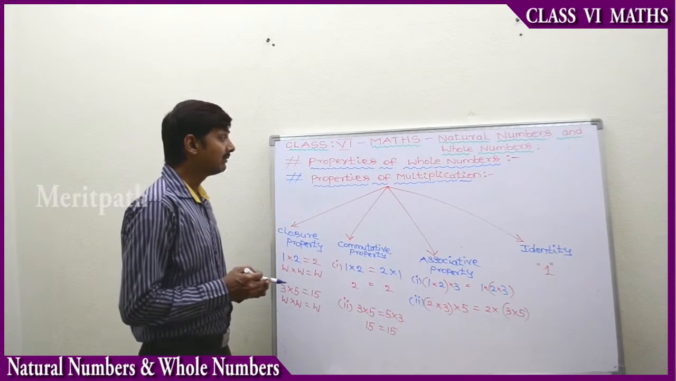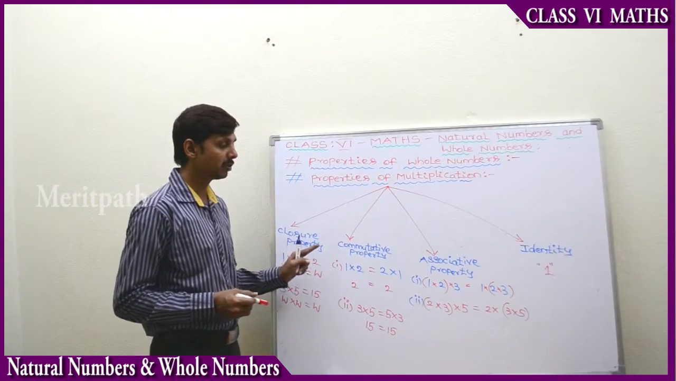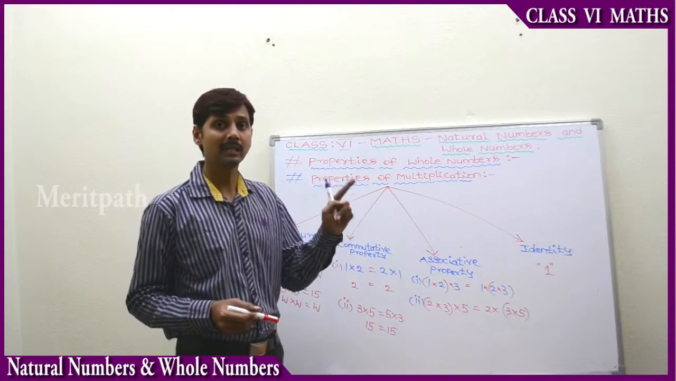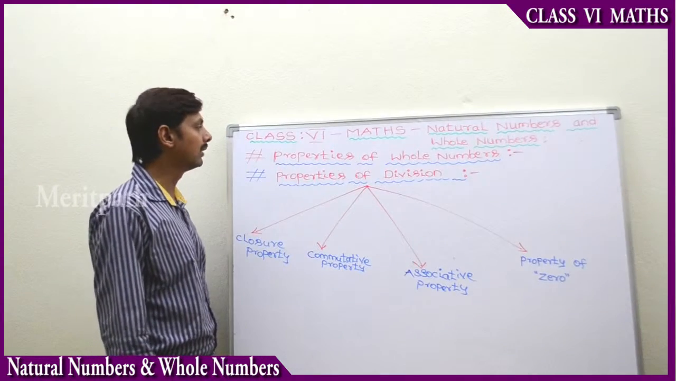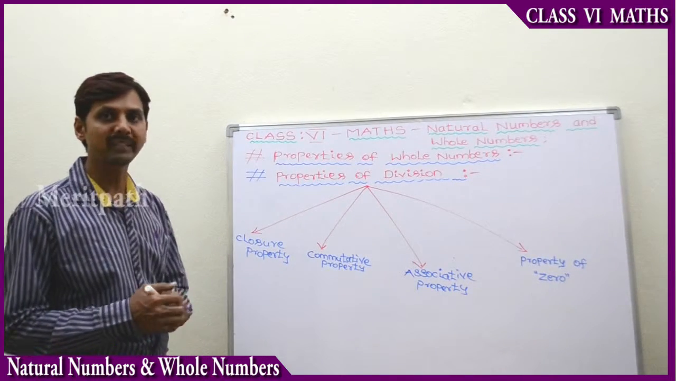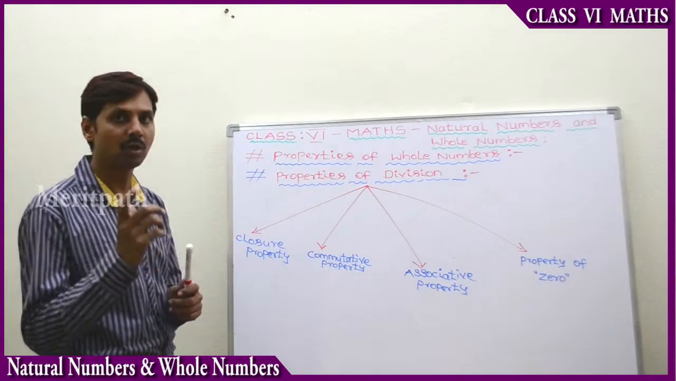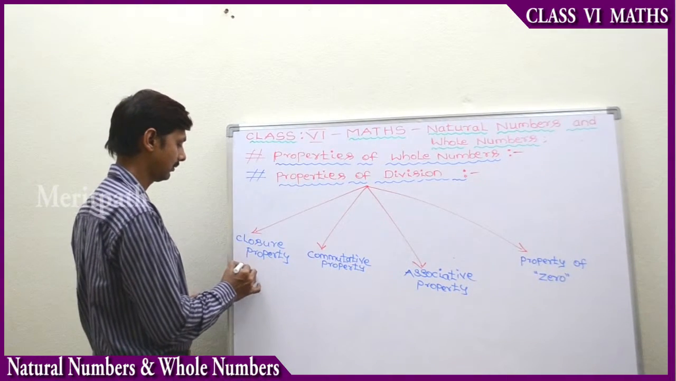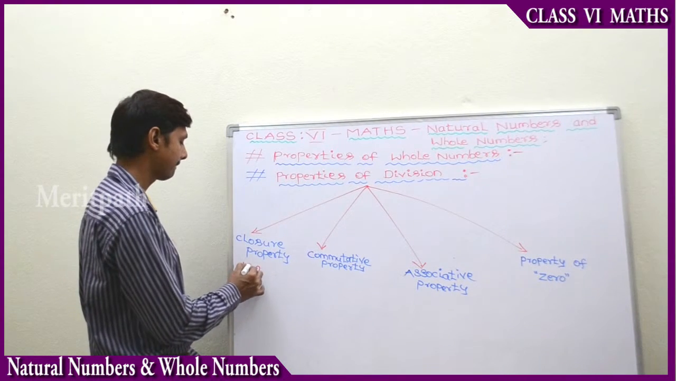So up to now we have discussed the properties of multiplication: closure property, commutative property, associative property and identity of multiplication. Now the properties of whole numbers, properties of division. Let's see the closure property of division. Take any two whole numbers, 1 and 2. Divide these two whole numbers.